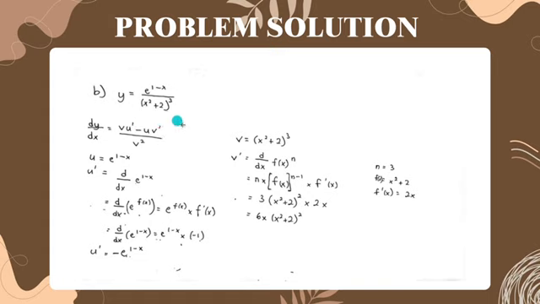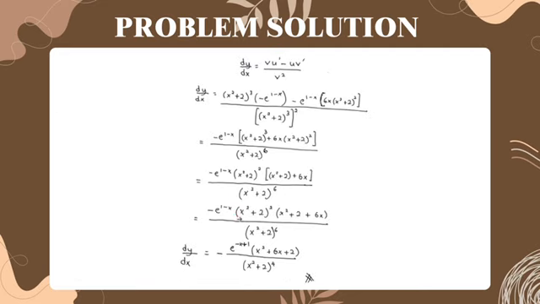The top is e to the power of 1 minus x and the bottom is (x squared plus 2) cubed. To differentiate the top, I use the chain rule. The power is a linear function, so I multiplied by -1. For the bottom, we use the power rule and chain rule together. I bring the power down, keep the bracket, and multiply by the derivative of the inside.